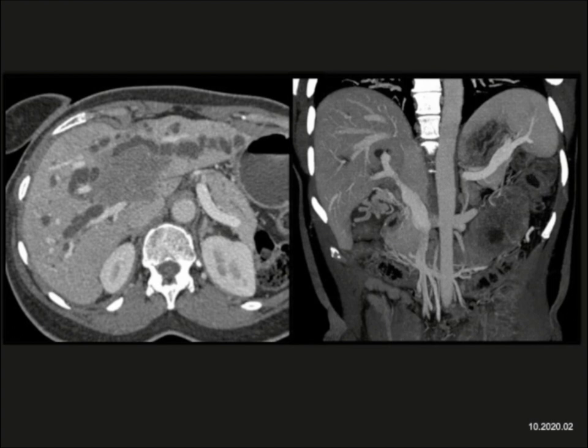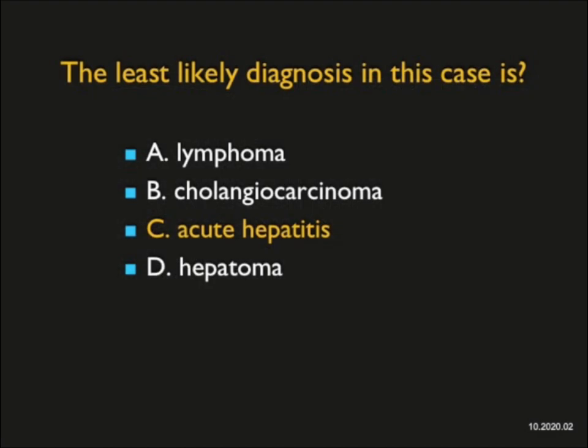You can see acute hepatitis compressing and stretching arterial structures and even at times venous structures, but not this encasement. This, in fact, was lymphoma. My second choice would have been cholangio. Third and distant choice would have been hepatoma. But the least likely diagnosis would have been acute hepatitis.